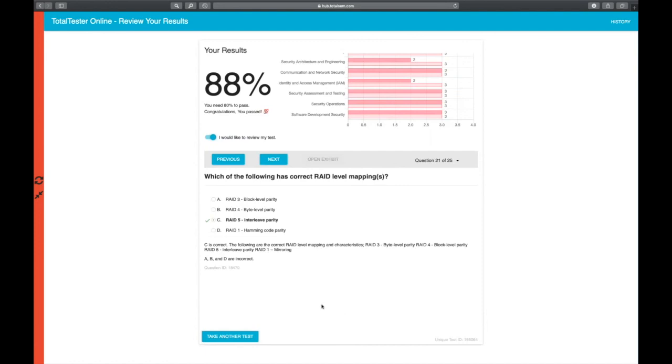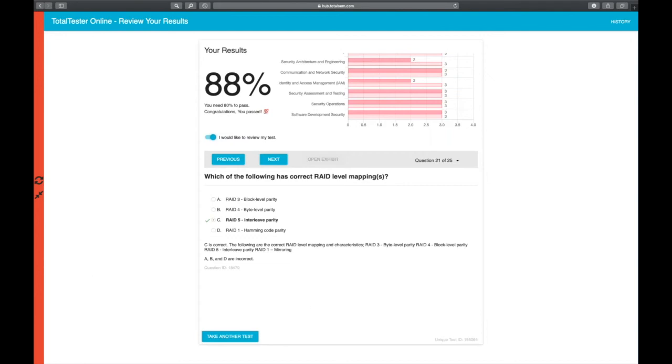All right, number 21. The following are the correct RAID level mapping characteristics. RAID 3 is byte level parity. RAID 4 is block level parity. RAID 5 is interleave parity, and RAID 1 is mirroring.